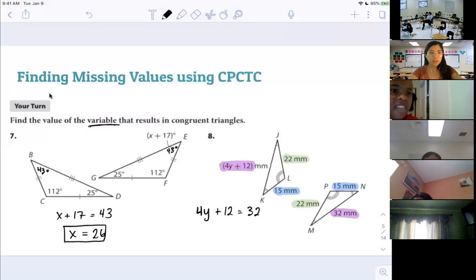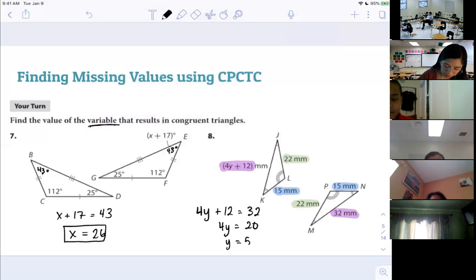That means y is 5. Subtracting 12, you get 20. Dividing by 4, you get 5. So y equals 5.